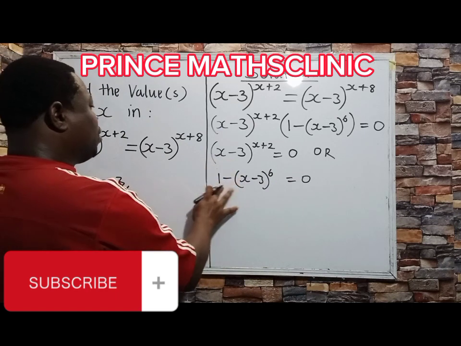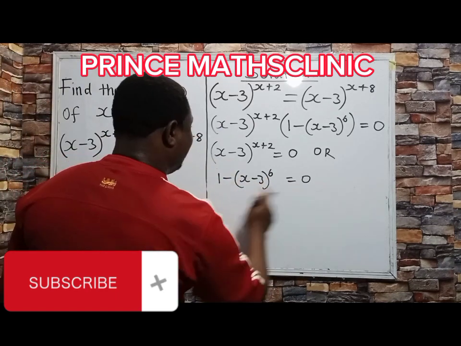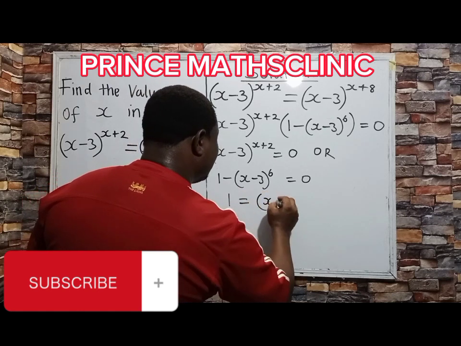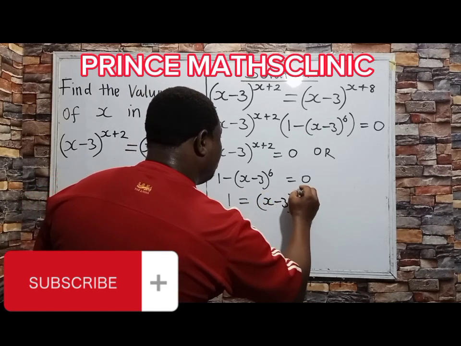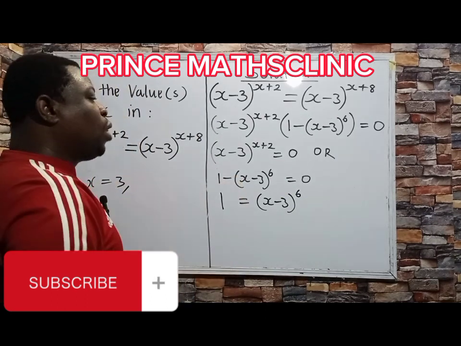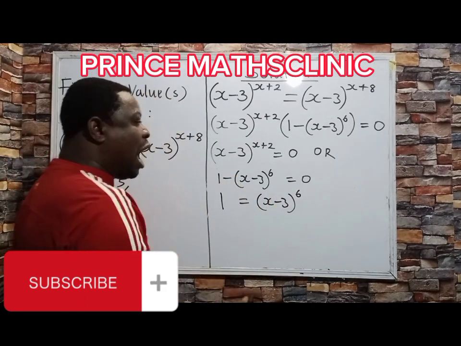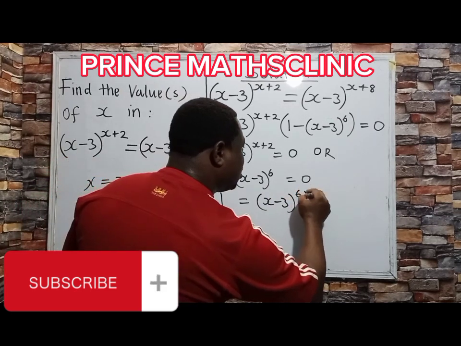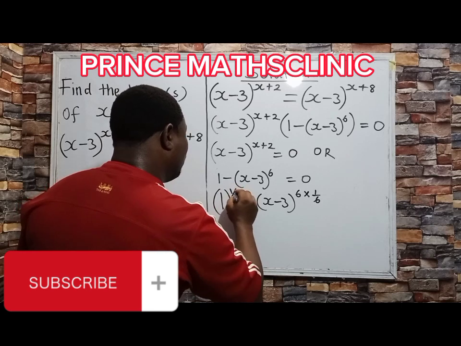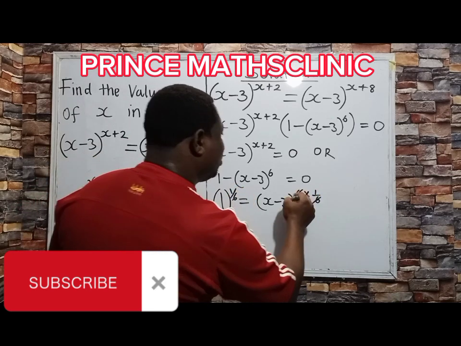I open the bracket, and all I will just do is to move this here. So it becomes 1 equals what? (x minus 3) to the power of 6. Now, to eliminate this power of 6, I will multiply the power by 1 over 6. So 6 will cancel 6.